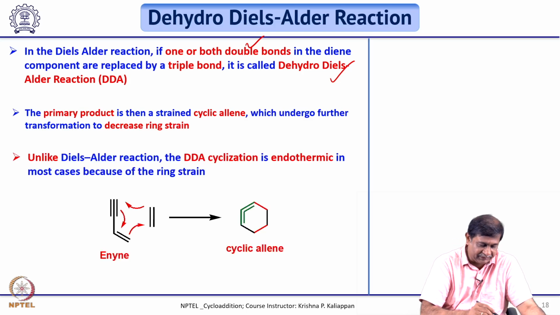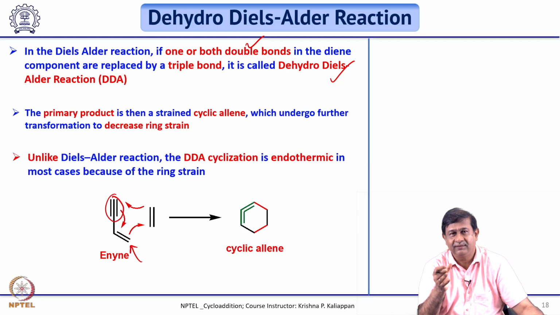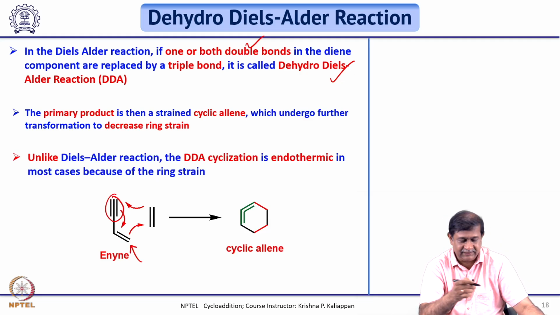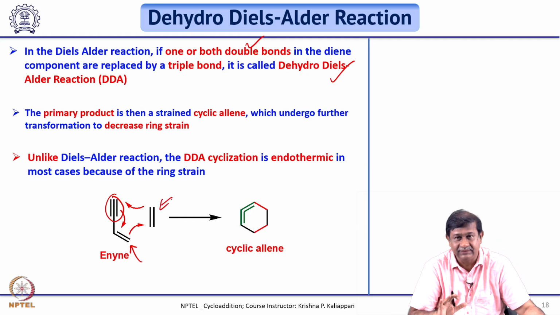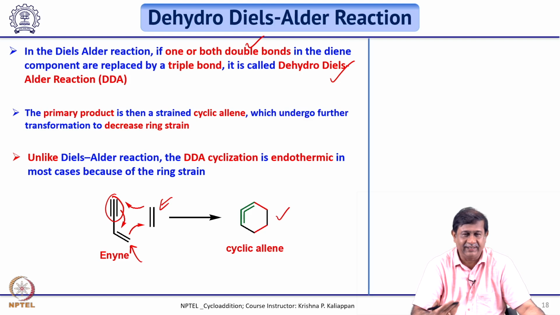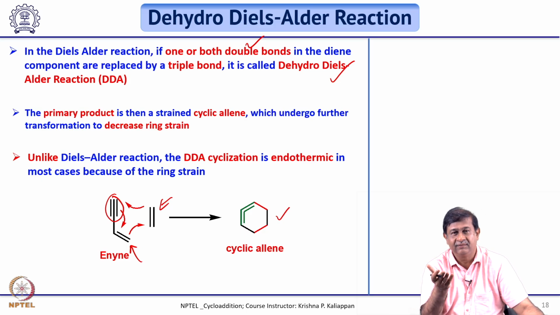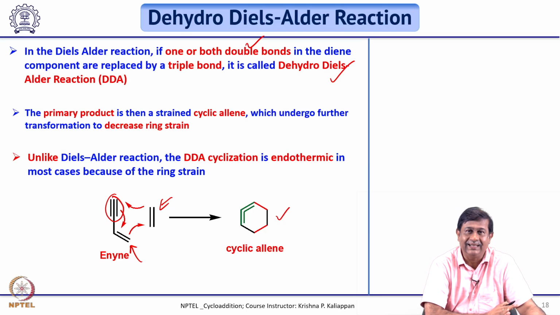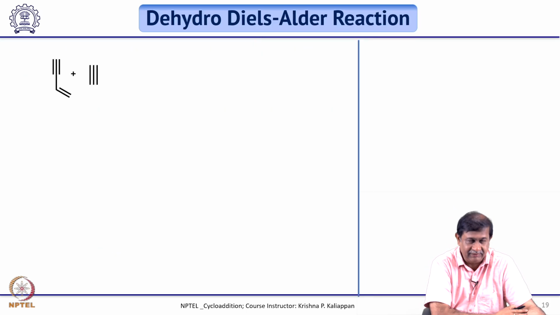So I will give you an example where you can see you have a triple bond and a double bond. We normally call it an enyne. This enyne can undergo Diels-Alder reaction with ethylene to form this unstable cyclic allene. As you know, allene itself is unstable, but when it forms a cyclic allene, it is highly unstable, and this will undergo a 1,5 hydrogen shift, or some further rearrangement will take place to give a more stable compound. So this is called Dehydro Diels-Alder reaction. Let us see a few examples.